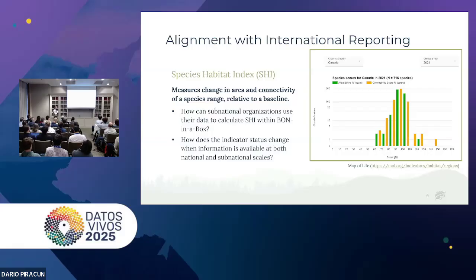So again, as Jean-Michel said, there's a species habitat index available for the BON in a Box pipeline. So this figure here on the right is actually taken from the Map of Life. So this was their estimates of the species habitat index in Canada as of 2021. So the x-axis is representing the score in this index. The y-axis is the number of species. You can see it's divided by an area score and a connectivity score. So again, the big question is, what happens if we use regional data? What does it look like in Alberta? What happens if we use national, international data? And do we have the same story?